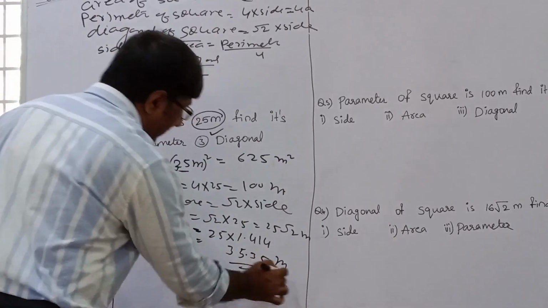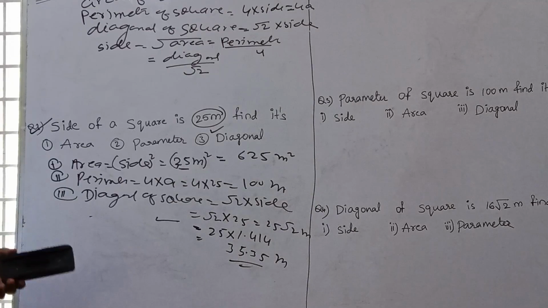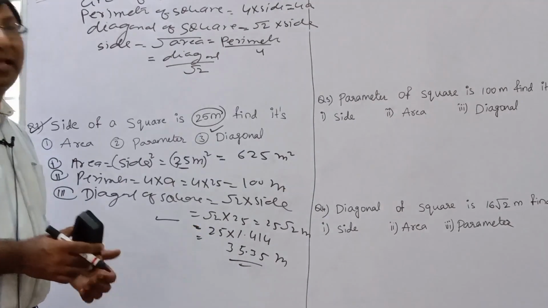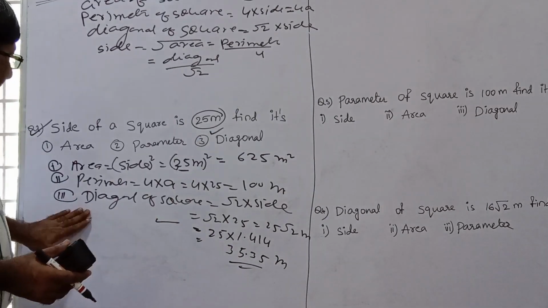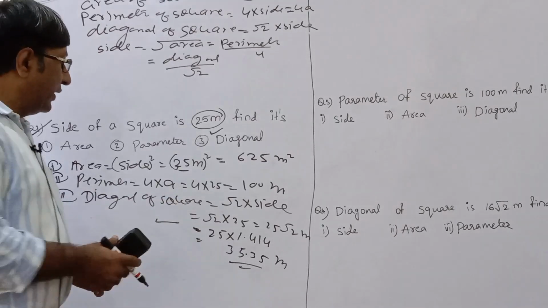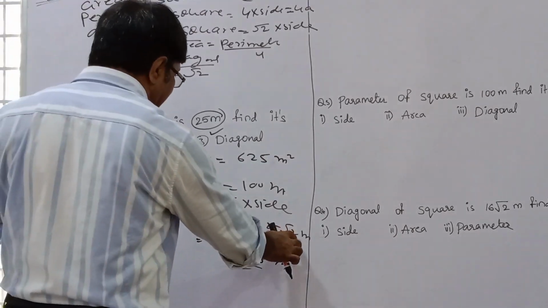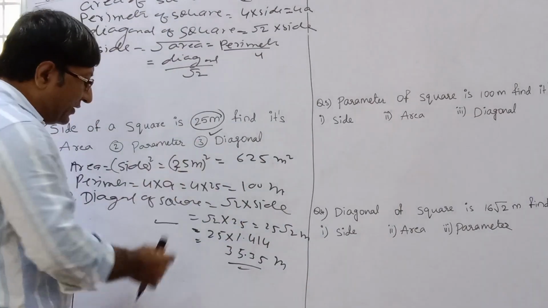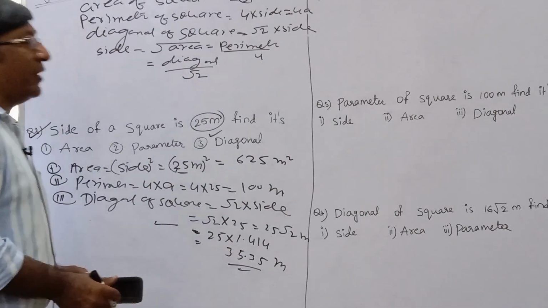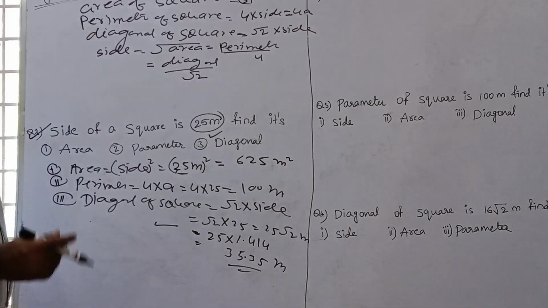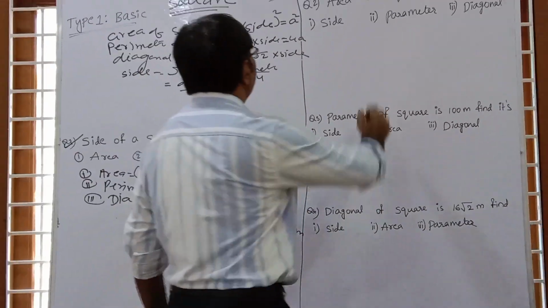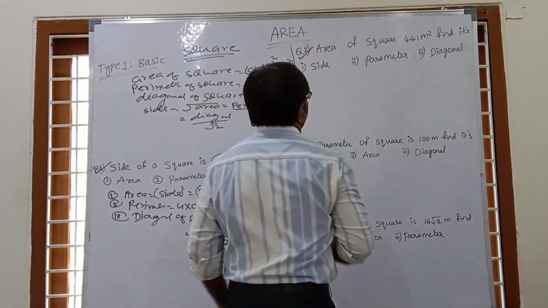35.35 meters. So in this way you can use this technique for multiplying 25 anywhere. So this is the right answer. Diagonal of a square 25 root 2 meter is the correct answer, and if there is a decimal answer then 35.35 meter is the correct answer. Now come to the next point, that is question number 2.